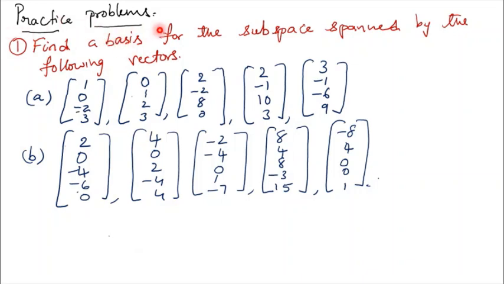Here are some practice problems on the same model that I explained before. Find a basis for the subspace spanned by the following vectors. So here five vectors are given, and these are in R4. And these five vectors are given in R5, so just check from this. These spanning sets are given for the subspace. Find out a basis from this.